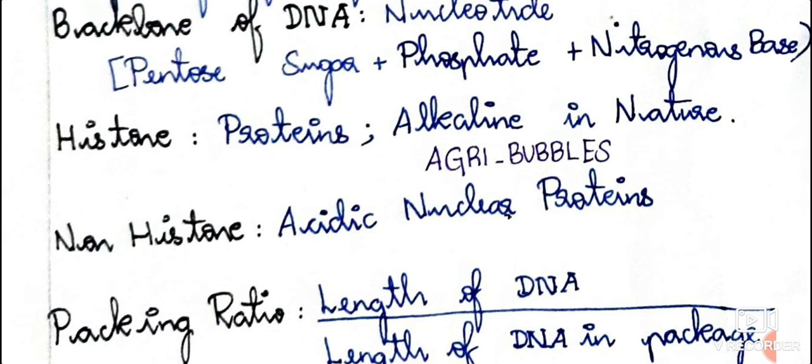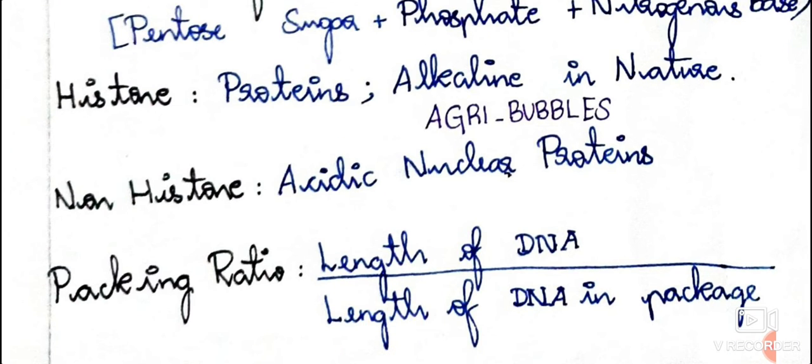Okay, non-histones are acidic nuclear proteins. They are acidic because they contain acidic amino acids. Okay, and packing ratio, this packing ratio is very important. See, the cell is a microscopic, minute structure. How does this cell contain a lengthy and long DNA in its nucleus? The cell is usually a small structure, and of course, the nucleus will be very tiny.